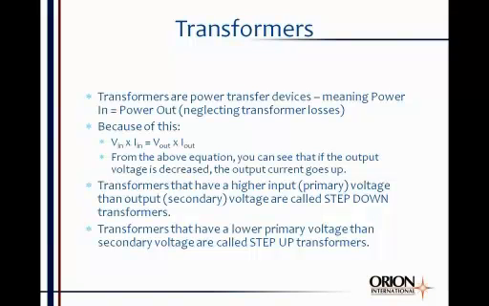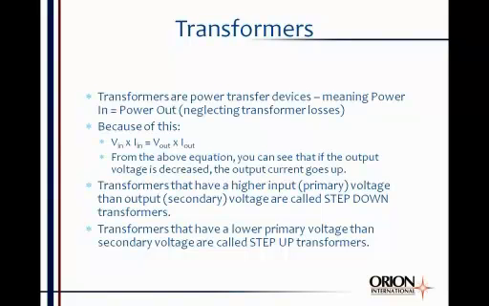Okay, so in other words, voltage in times current in equals voltage out times current out. So, if you look at that equation, you can see that if you decrease the voltage from input to output, then the current is going to increase from input to output because VI equals VI. So if it's a step-down transformer, step down meaning that you have a higher input voltage than secondary voltage, then it'll be a step-up current. In other words, the secondary current will be much greater than the primary current.